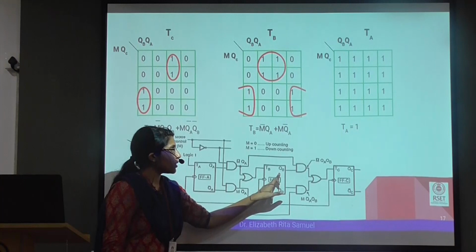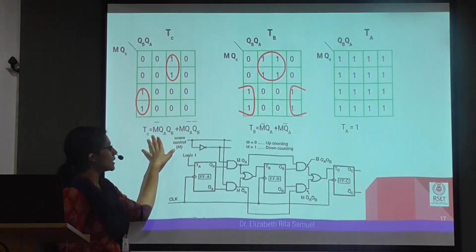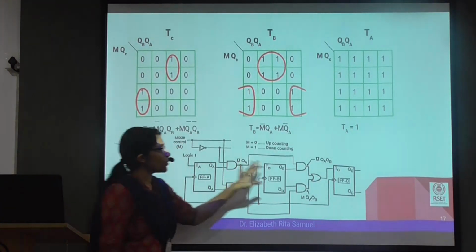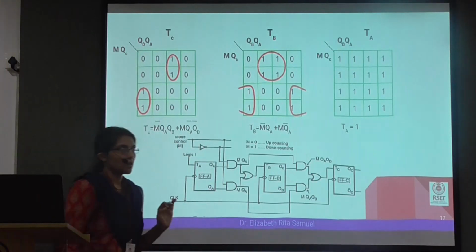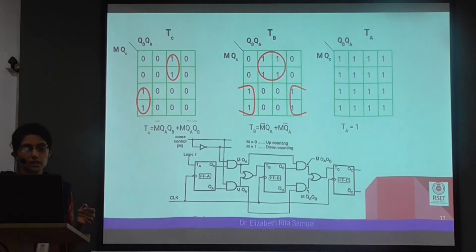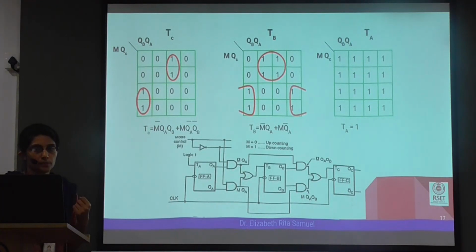Similarly, we take the outputs of TB according to the expression and provide them as input to TC. So this is how we do the logic designing of a synchronous counter.